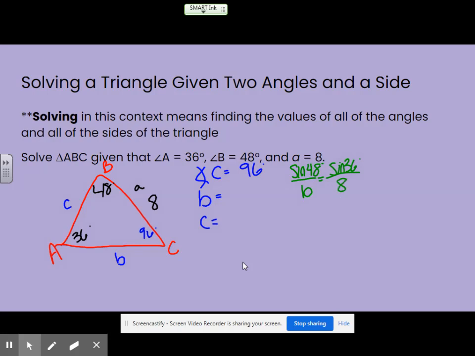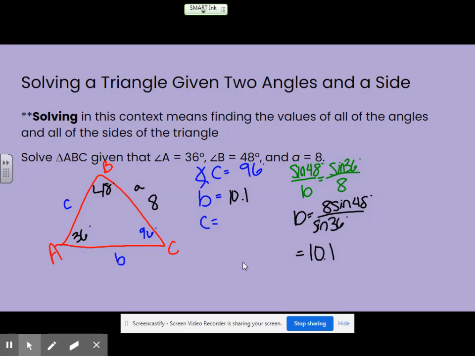So we've set up our law of sines. From here, we're going to do that cross multiplying again. We're going to get, if we cross multiply it out, that B equals 8 sine of 48 degrees over the sine of 36 degrees. Oh my goodness gracious. And if I throw that on my calculator, it's going to be 10.1. Cool. We have our value of B.